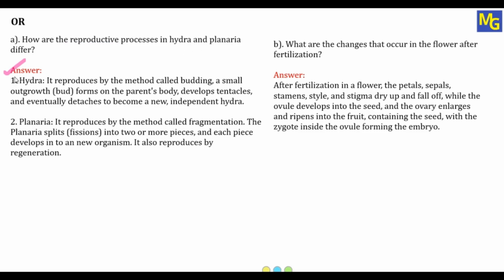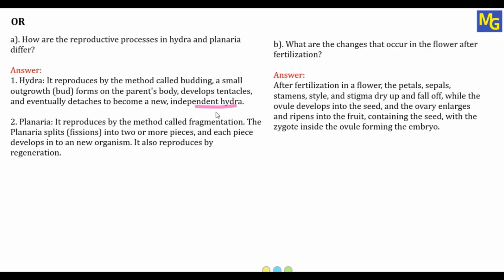So the answer is, first we will write for Hydra. It reproduces by the method called budding. Whatever reproduction takes place occurs with the help of the budding process. A small outgrowth, a bud, forms on the parent's body. On Hydra a small bud-like structure grows, and it develops tentacles, and after becoming mature it eventually detaches to become a new independent Hydra.